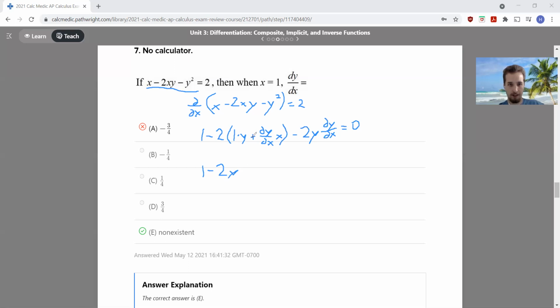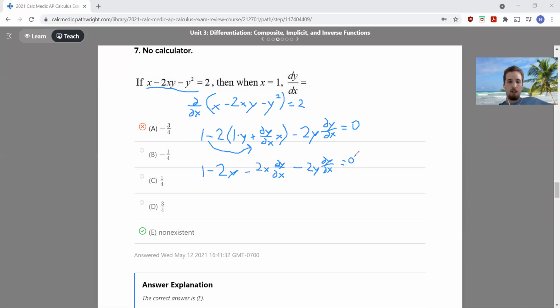plus, and this is where I messed up. I forgot to distribute the negative to both. I forgot to distribute the negative to here. I put a positive before. So you get 2x dy/dx, and then minus 2y dy/dx. This is equal to 0.